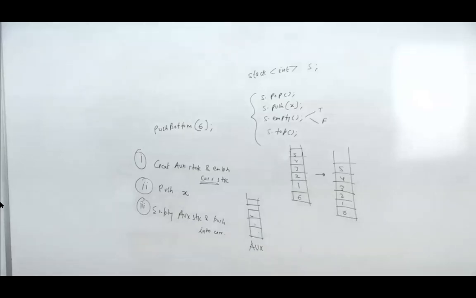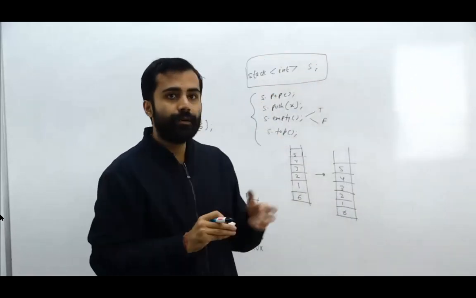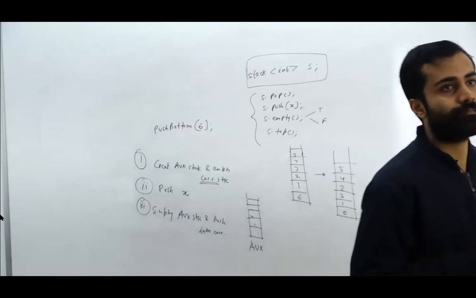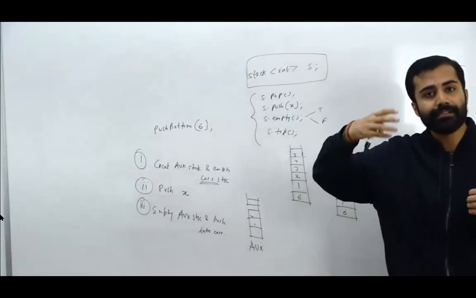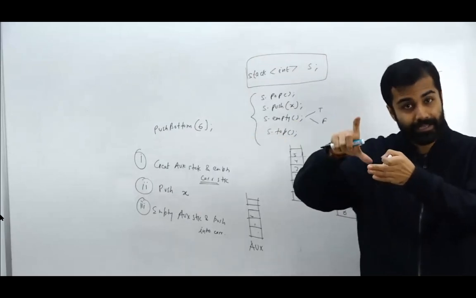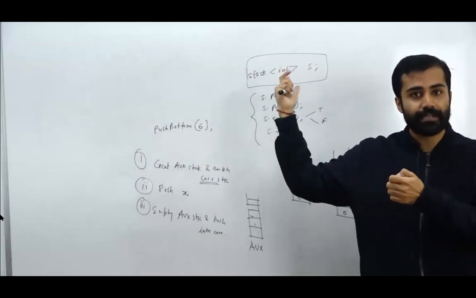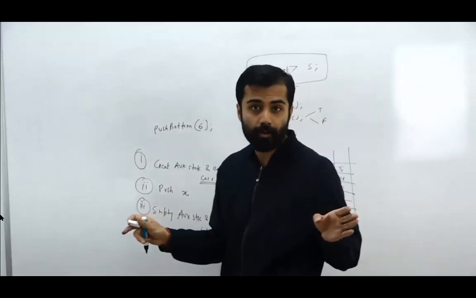One of you is asking whether we can shift one element and add 6 at 0. Tell me one thing, if you're using the inbuilt stack, do you know whether it is implemented using an array or linked list or whatsoever? You don't know that. Do you even have access to the array or the linked list that the library is using to implement this stack? No. So how can you manipulate this internal array or internal linked list? You can't do that, and it is not allowed.